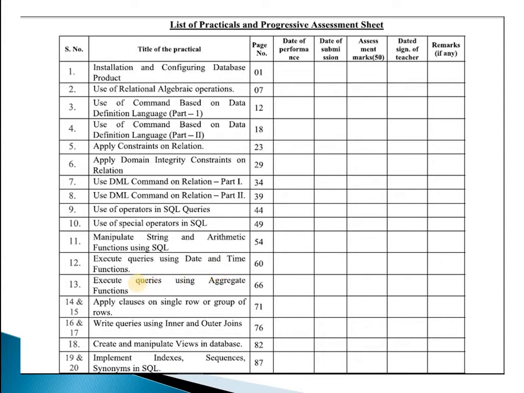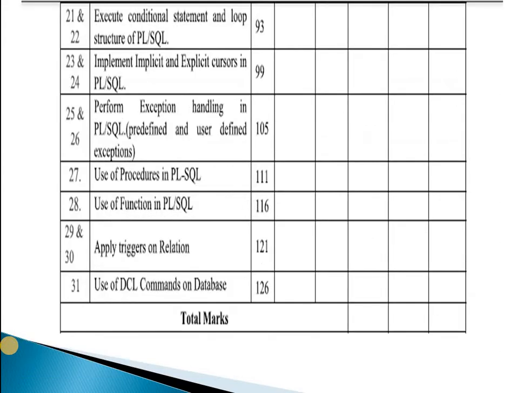Then in the 14th and 15th experiment we apply the clauses on a single row or a group of rows. Okay. And in the 16th, 17th experiment we write queries using inner and outer joins. Okay. And our 18th experiment, that is create and manipulate views in a database. 19th and 20th experiment, that is implement indexes, sequences, synonyms in SQL. Next, 21 and 22 experiment, that is execute conditional statement and loop structure of PL/SQL.